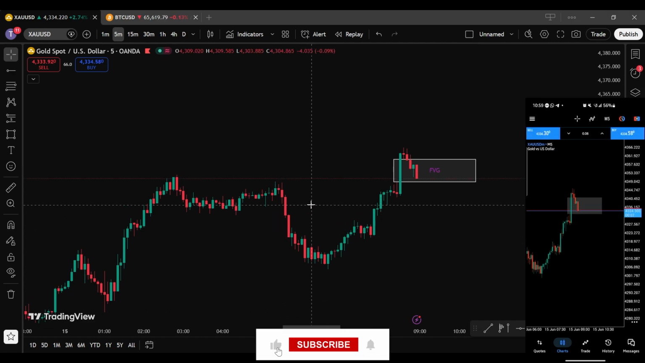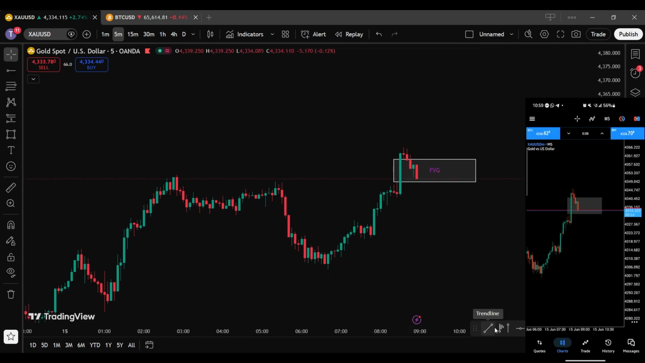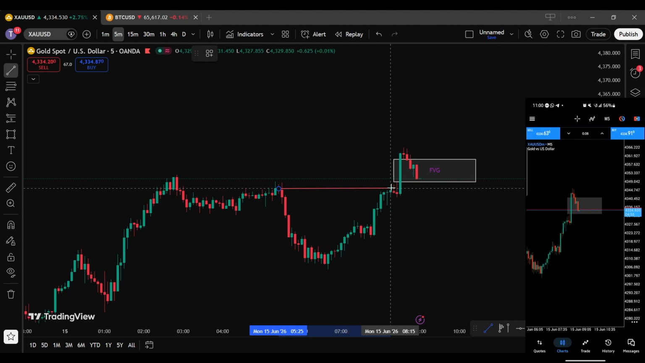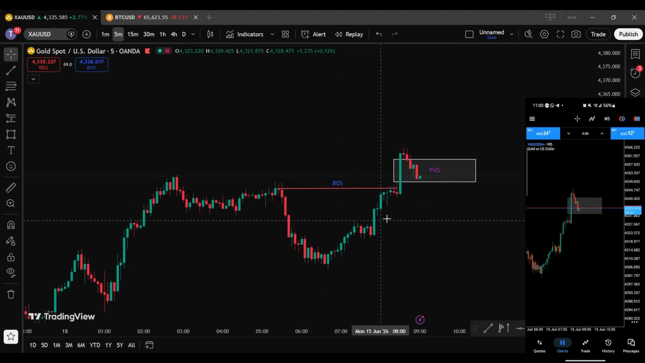So let's talk about fair value gaps. How do you identify them? How do you draw them? And what are the conditions needed for you to trade them? Okay, so first, let's talk about how to actually identify them on the market. So a fair value gap occurs when the market makes a big movement in either direction, be it bullish or bearish. So the gap that's created between those 3 candles, that's the fair value gap.